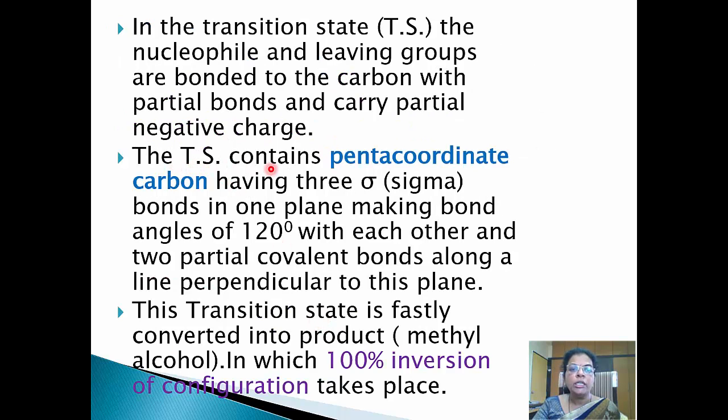The transition state contains pentacoordinate carbon, that is pentavalent carbon, having 3 sigma bonds in one plane making bond angles of 120 degrees with each other, and 2 partial covalent bonds along a line perpendicular to this plane. This transition state quickly converts into the product, methyl alcohol, in which 100% inversion of configuration takes place.